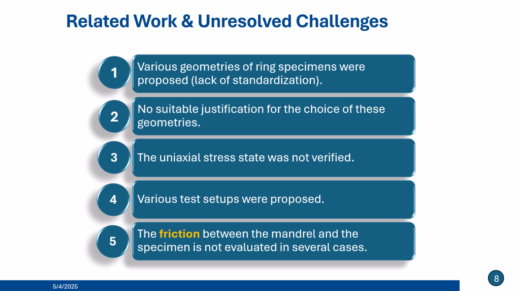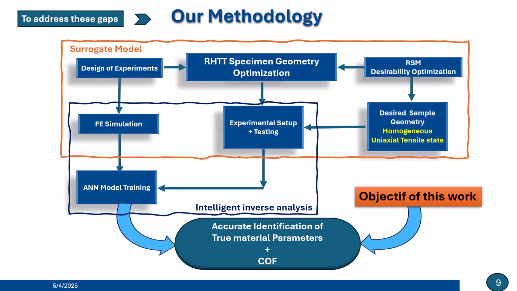First, various specimen geometries have been proposed without comprehensive validation or justification for the chosen dimensions. Second, the critical assumption of uniaxial stress state within the gauge section often remains unverified. And third, the significant effect of friction between the mandrel, the fixture tool, and specimen is frequently overlooked or inadequately evaluated, yet it substantially influences the results.